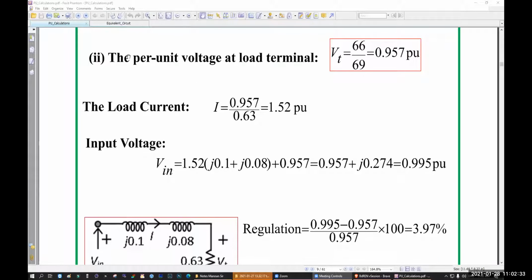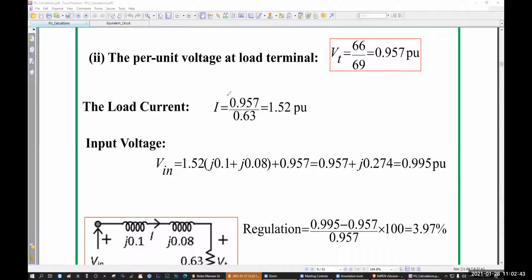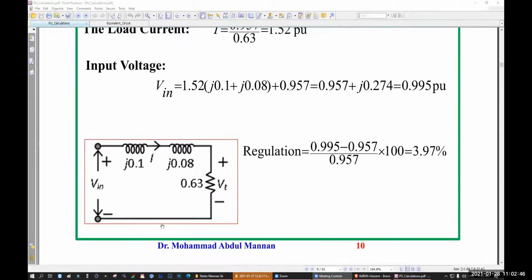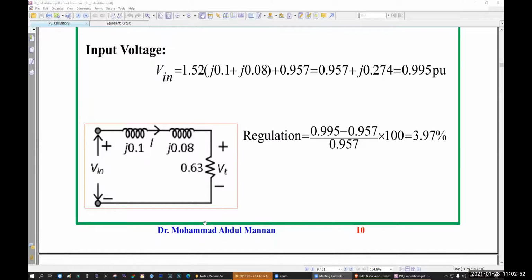How did you get this? That is our question, right? Why is this called the input voltage? Before going there, let us draw the what? Let us draw the impedance diagram.